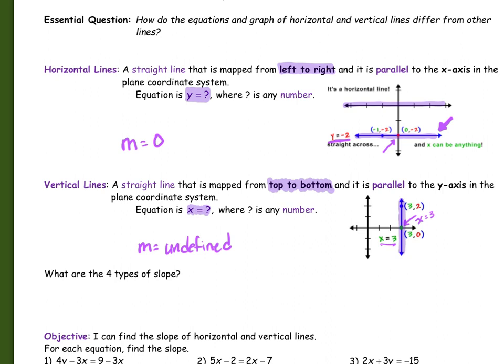So if we're asking for slope for horizontal lines, always 0. Slope for vertical lines, always undefined. Unfortunately, this is one of those rules where it doesn't work alphabetically, because 0 and undefined are not alphabetical. So that doesn't work very well. You just kind of have to remember if it's flat, it's 0. If it's straight up and down, it's undefined. I hope that helps a little bit.